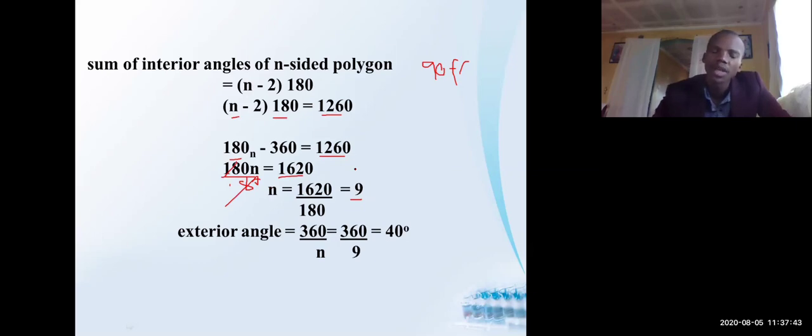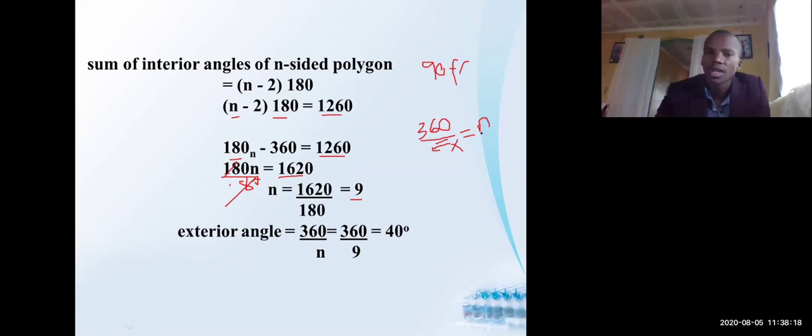Now for us to get the exterior angle, it will be equivalent to 360 over the exterior angle, which should give us the n, that is the number of sides.